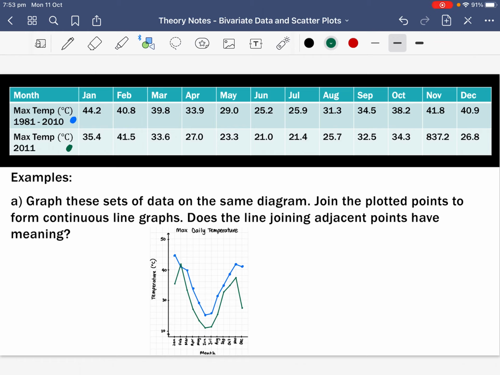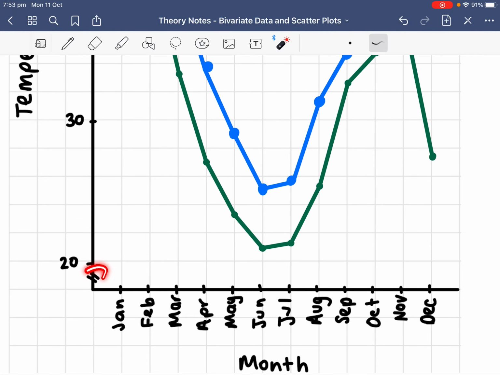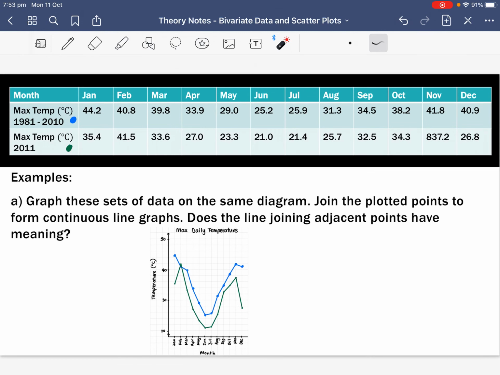Now we have a little end part of our question where it says, does the line joining adjacent points have meaning? So the graph has been constructed with months on the horizontal axis and temperature on the vertical axis that has been truncated from 0 to 20. So that means that we have our two lines here. That means that we don't have the numbers from 0 to 20 included. And this is because there is no data in the range between 0 and 20.